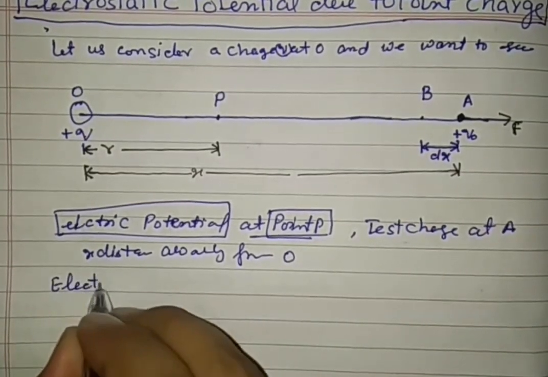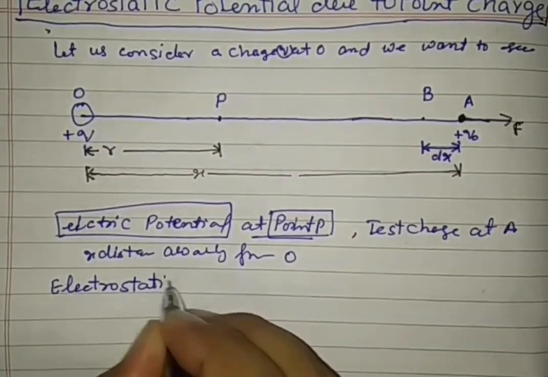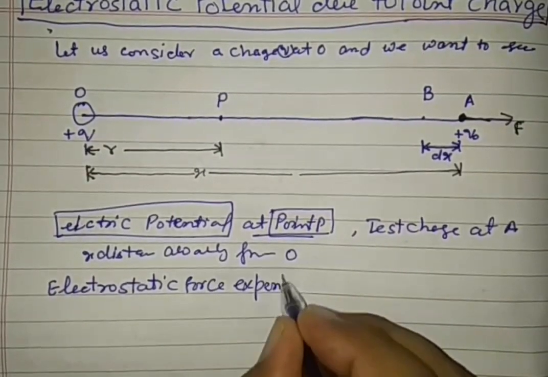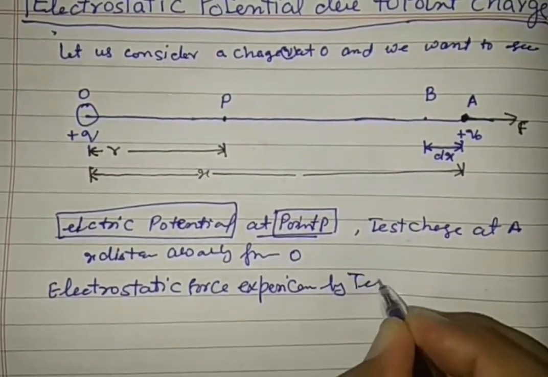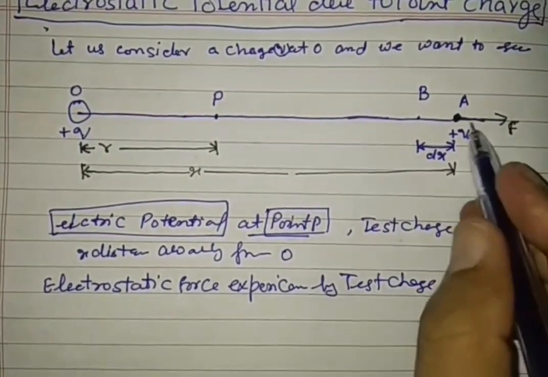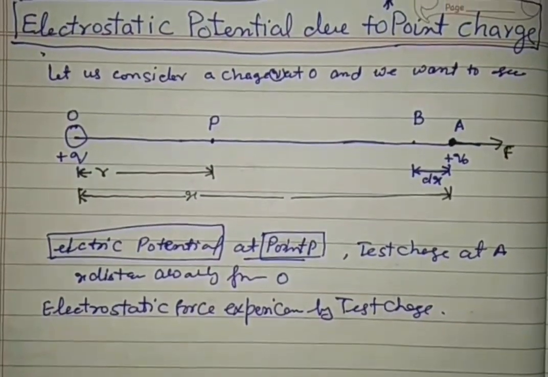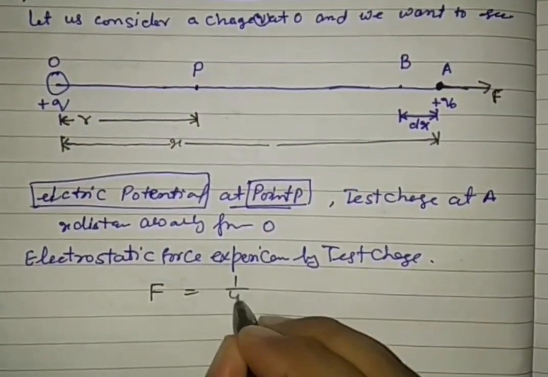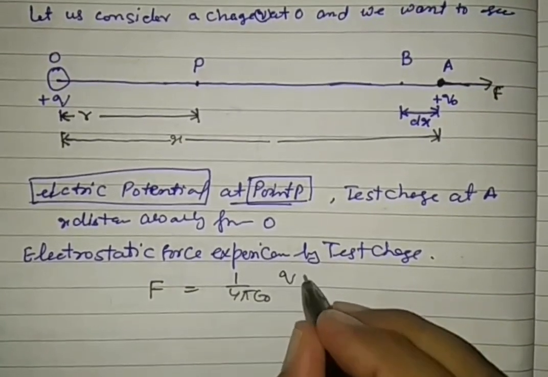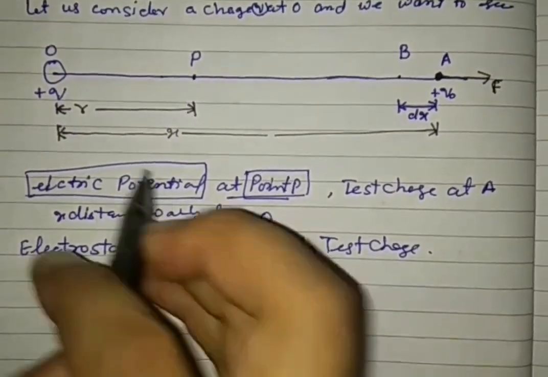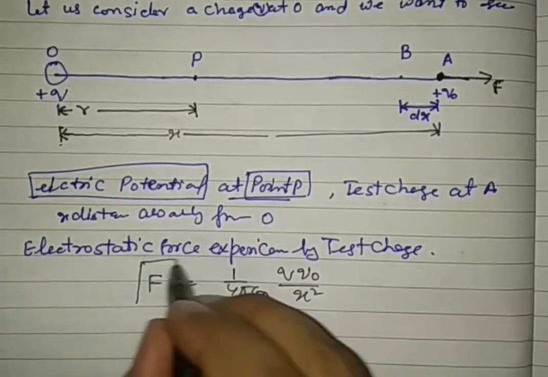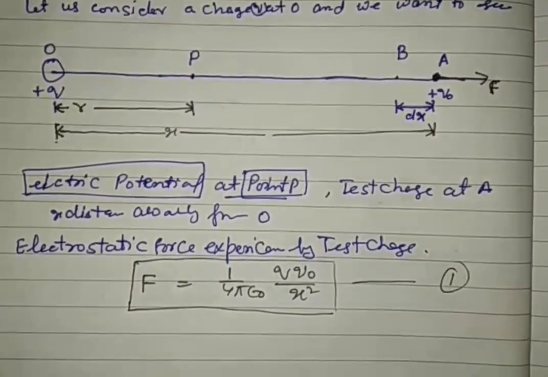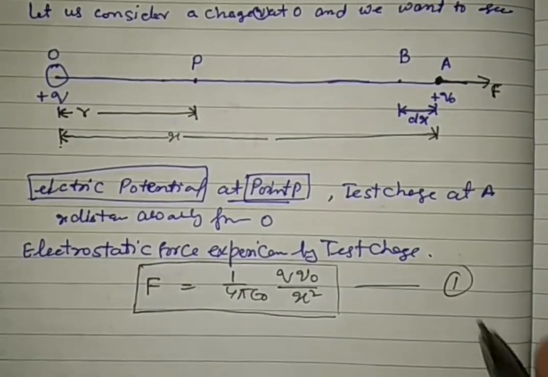Now see, electrostatic force experienced by the test charge. How much force is experienced by this test charge is given by the formula F is equal to 1 upon 4 pi epsilon 0 Q Q0 by x square. x is the distance. This formula is by Coulomb's law.